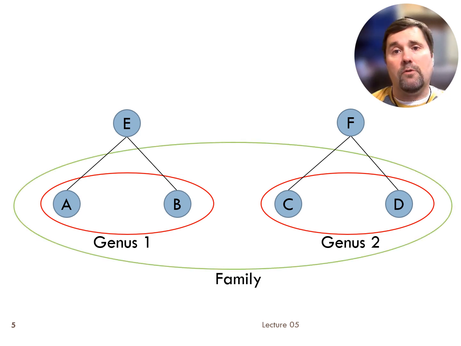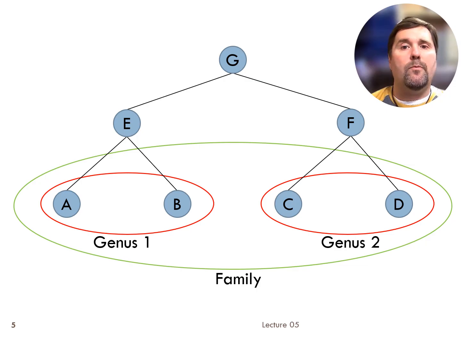Meanwhile, both genera 1 and 2 belong to family 3. That says that both species E and F are descended from a more distant ancestor G. Therefore, with a more properly constructed biological taxonomy, you can easily tell how recently 2 species shared a common ancestor by finding the smallest category to which they both belong. The smaller the category, the more recent the common ancestry.